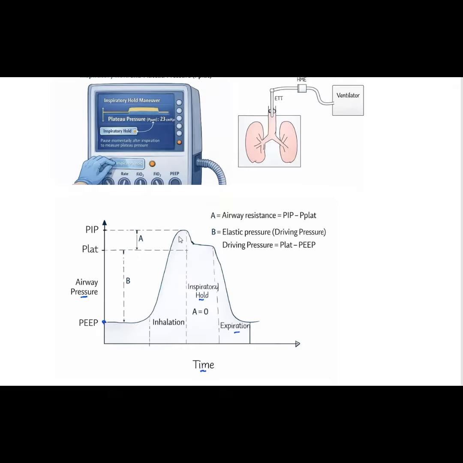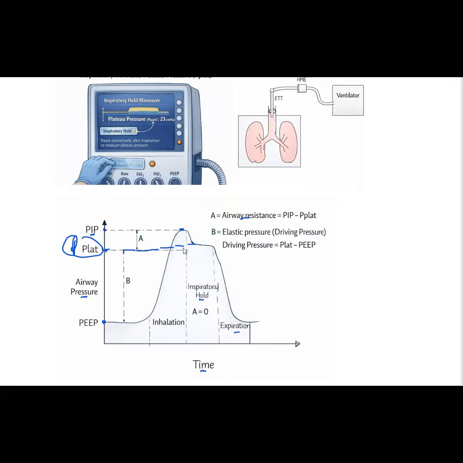Looking at the peak of this graph, that's our peak inspiratory pressure, our PIP. And when we do our inspiratory hold, somewhere around here, that's going to be our plateau pressure. And the difference between the peak inspiratory pressure and the plateau pressure is going to be our airway resistance.